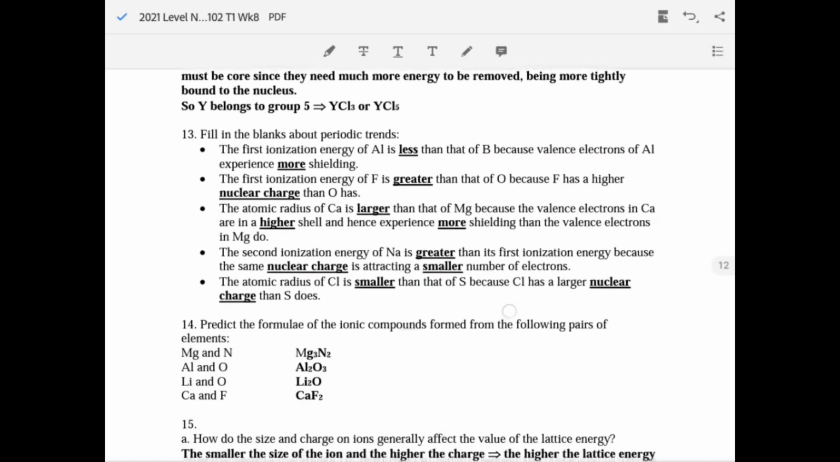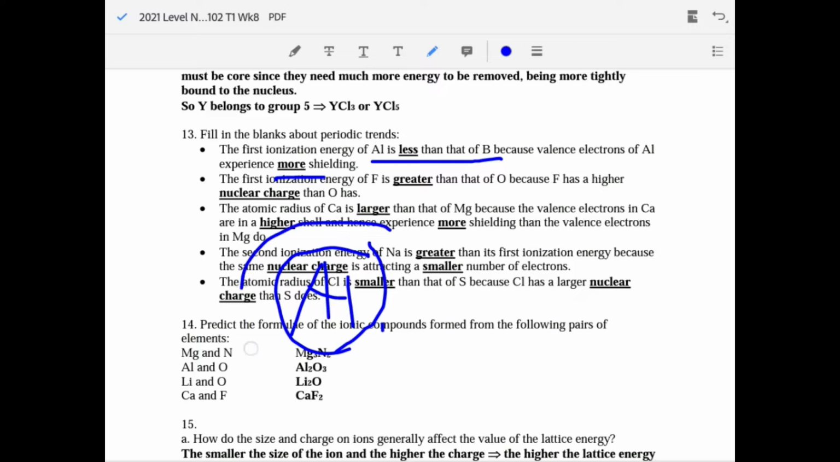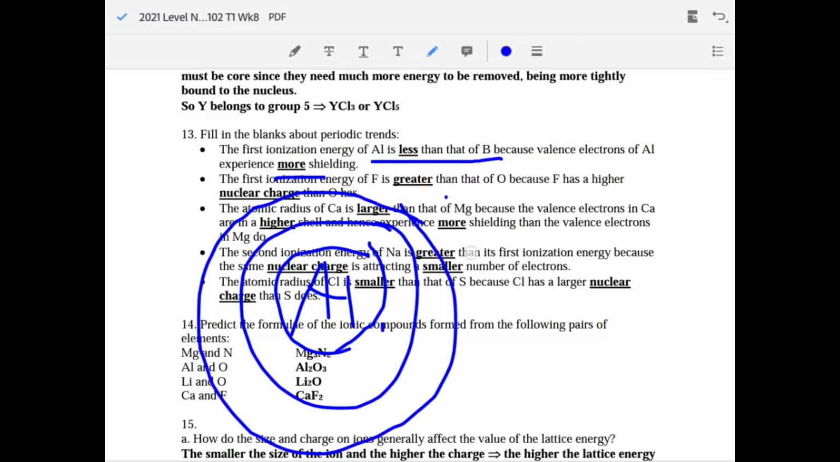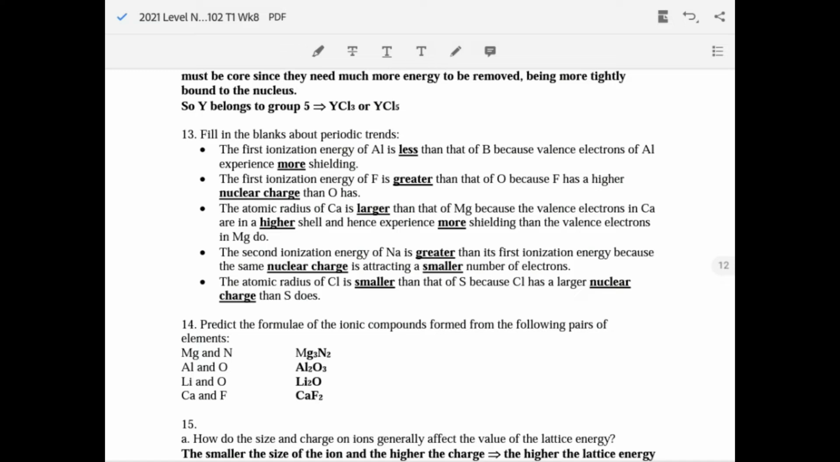Yeah, that's the answer. And then number 13, the first ionization energy of Al is less than that of B because of more shielding, because Al is here with core electrons, and then another set of core electrons, and 3 valence. B has 1 and then 3. So less shielding, closer to the nucleus, and therefore more ionization energy.